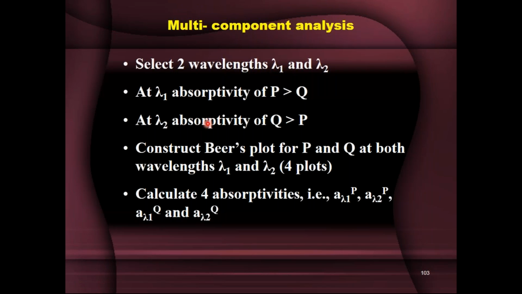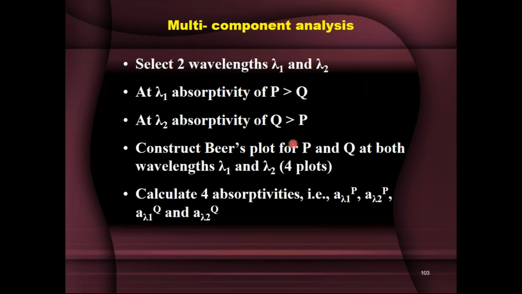So here I have listed out the criteria. Select two wavelengths, lambda 1 and lambda 2. At lambda 1, absorptivity of P should be greater than Q, and at lambda 2, absorptivity of Q should be greater than P. Now next step is to construct Beer's plot for P and Q at both wavelengths lambda 1 and lambda 2. That means how many plots you will get.